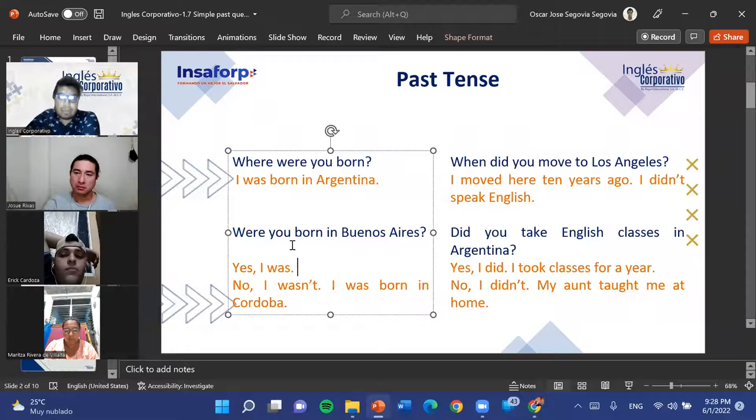porque aquí la pregunta es bien específica, o sea, me están preguntando directamente si nací en Buenos Aires. O sea, no me están preguntando dónde naciste, sino si nací en Buenos Aires. Es directo, ¿verdad? Ya me están dando el punto de lo que quieren saber. Entonces aquí no hay necesidad y también sería un poquito complicado agregar un comentario extra. Así que aquí lo único que tenemos que hacer es solo contestar lo que se nos pidió, ¿verdad? Cuando recibimos este tipo de preguntas bien directas, solo decir, yes, I was.